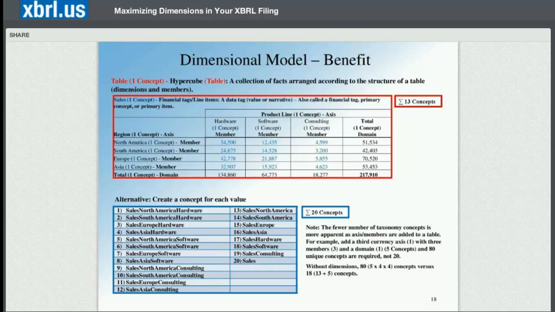If we did not have dimensional modeling in the US GAAP taxonomy, we would need many more concepts than 13. But if you added a 3rd dimension to that, and you just say that the 3rd dimension has 3 members and a domain, so 5 more concepts, now you have 80 individual elements to define every intersection possible in that table. So dimensional modeling provides a flexible modeling structure to be able to use financial tags multiple times in the same instance. That's why they're used. It's economical, it's efficient, it's flexible, it makes sense.